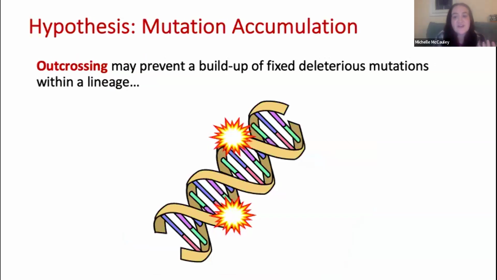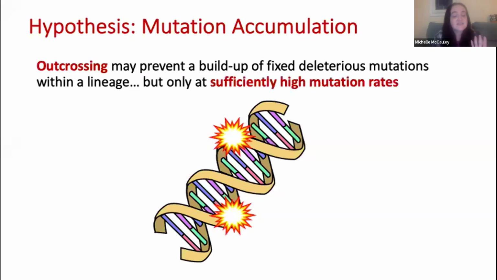Another sort of genre of hypotheses have to do with mutation accumulation. And the core of these hypotheses are that outcrossing can prevent a buildup of fixed deleterious mutations within a lineage. But again, there's a limitation. Only sufficiently high mutation rates can maintain outcrossing. And again, super high mutation rates are not as common in nature as outcrossing is.